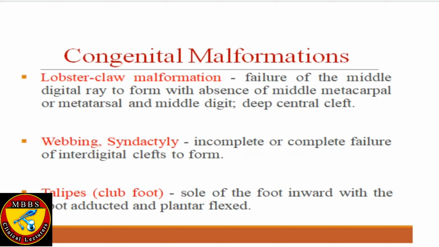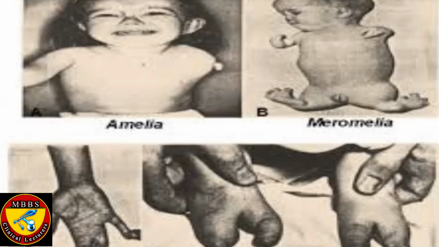Syndactyly, again the same thing, where there is no separation of the digits. And then there is the lobster claw formation, in which there is a failure of the middle digital ray to form, with absence of the middle metacarpal or metatarsal and middle digit, and there is a deep central cleft. Here we can see the syndactyly, where the digits have been fused. In the lobster claw hand, we said there is an absence of the middle digits, and a large cleft has been formed. It resembles that of a lobster, and only 2 digits are present.